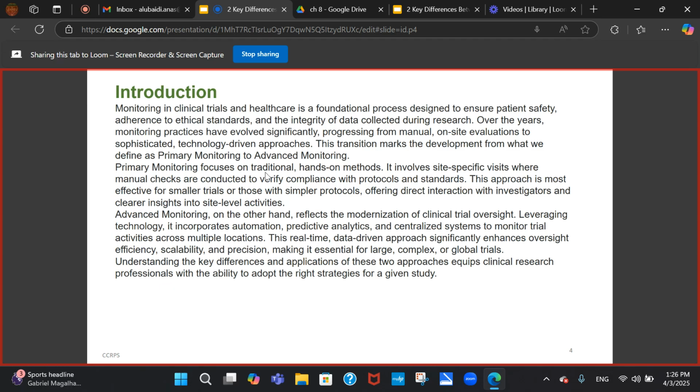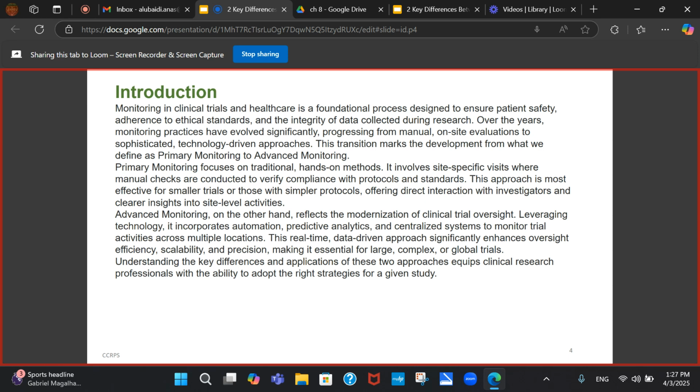Primary monitoring focuses on traditional hands-on methods. It involves site-specific visits where manual checks are conducted to verify compliance with protocols and standards. This approach is most effective for smaller trials or those with simpler protocols, offering direct interaction with investigators and clearer insights into site-level activities.